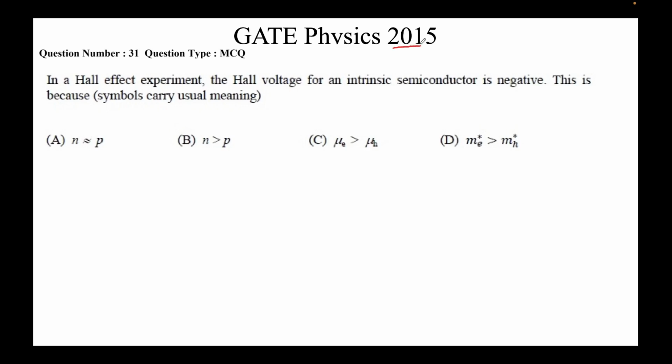The problem from GATE Physics 2015 reads as follows. In a Hall effect experiment, the Hall voltage for an intrinsic semiconductor is negative. This is because: N is approximately equal to P, where N is the electron concentration and P is the hole concentration; N is greater than P; mu E is greater than mu H, where mu E is the mobility of electrons and mu H is the mobility of holes; or option D, Me star is greater than Mh star, where Me star is the effective mass of electrons and Mh star is the effective mass of holes.